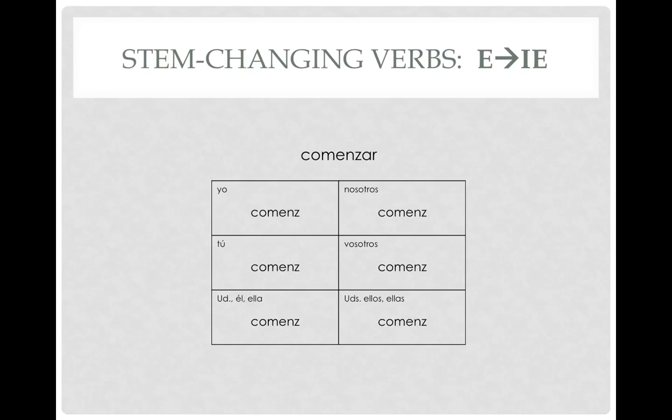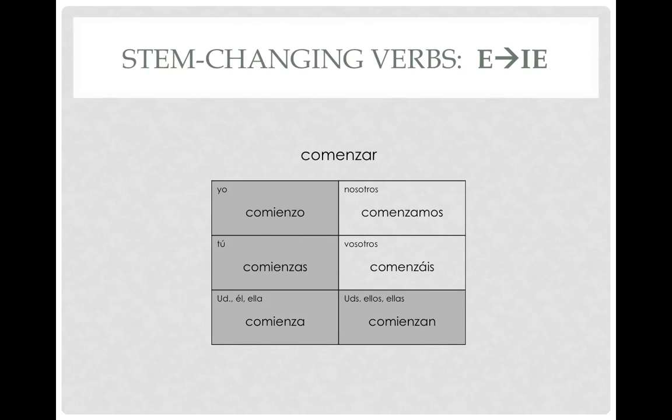Okay, after we've written our stem, then we add our endings. O, as, a, amos, áis, an. Notice I wrote the AR endings because comenzar is an AR verb. But we're not done yet. This is an irregular verb, so we need to change our stem as it tells us to. The E changes to an IE.